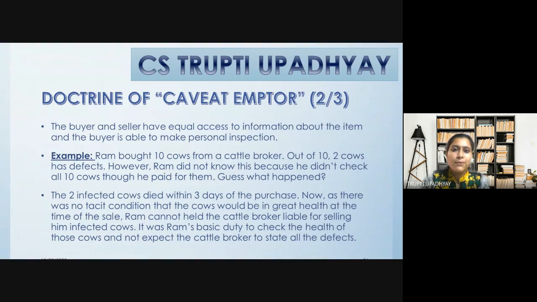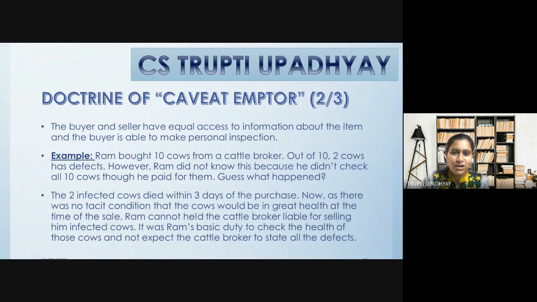Here, Ram bought 10 cows from a cattle broker. Out of 10, 2 cows had some defects, meaning those cows were infected with some disease. However, Ram did not know about this because he didn't check all the cows, meaning he didn't do a medical examination of those cows before buying them from the cattle broker. What happened after the purchase? He paid for all the 10 cows. Within 3 days of purchase, the 2 infected cows died at Ram's place.